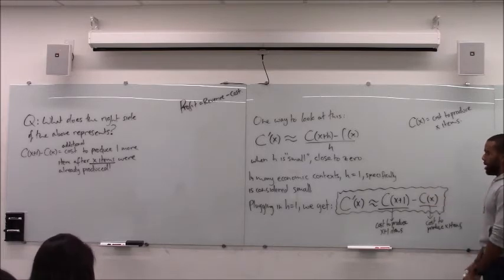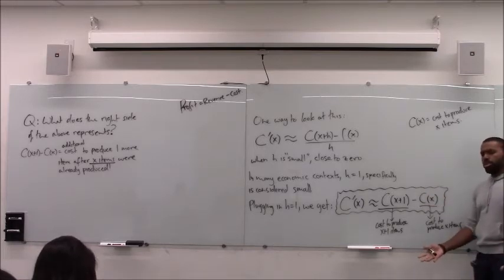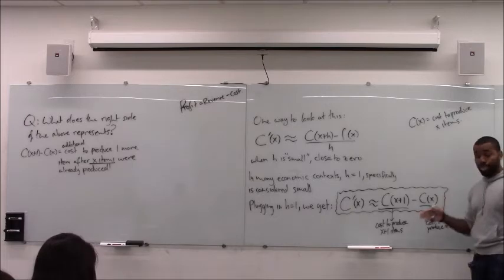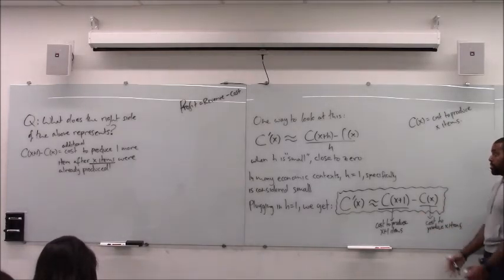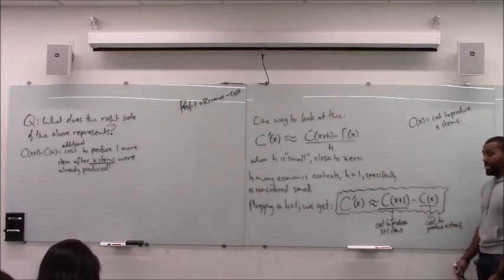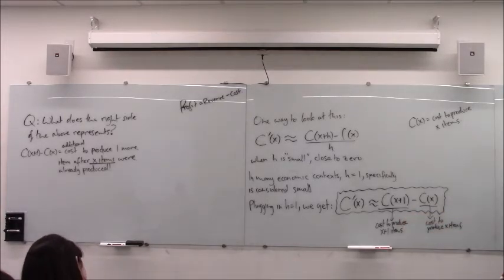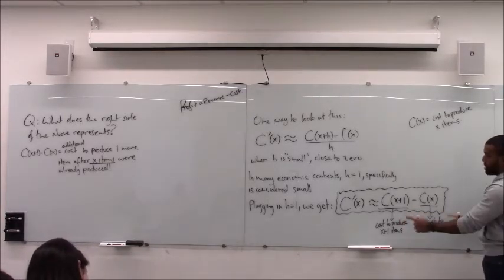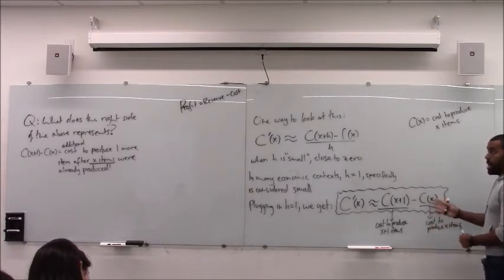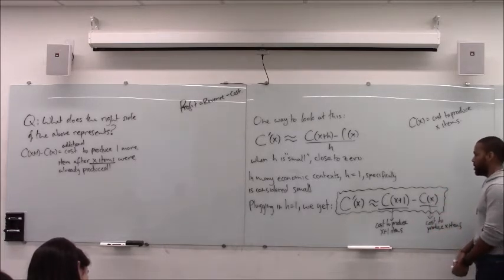So I might ask the question, okay, we've already produced 100. What would it take to get 101, right? Or we've already produced 1,000,000. What would it take to get 1,000,001, right? That's kind of the question that you want to ask. So yes, it's going to be the cost to produce one more item at a certain level of production, right?